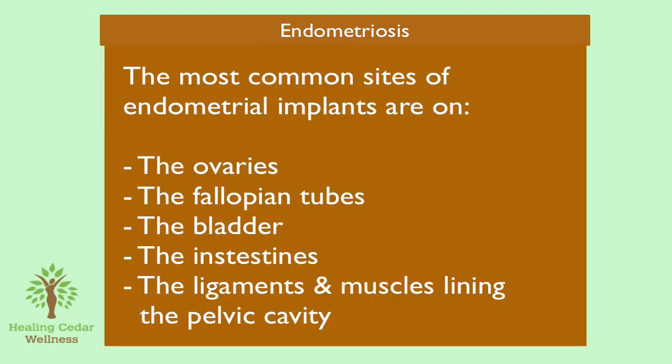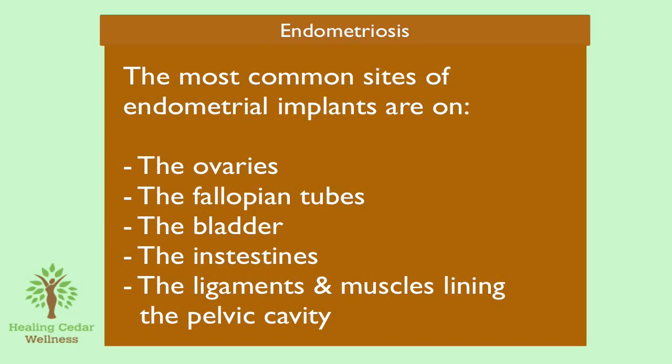So endometriosis is a very common gynecological disorder affecting millions of women worldwide. This disorder occurs when the endometrium, so the inner lining of the uterus, actually implants abnormally outside of the uterine cavity. The most common sites of endometrial implants are on the ovaries, the fallopian tubes, the bladder, the intestines, and also the ligaments and muscles that line the pelvic cavity.